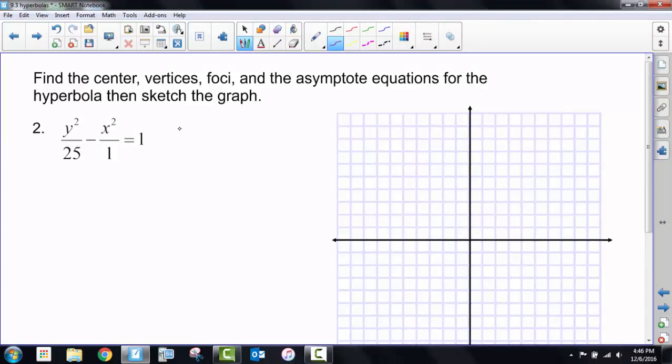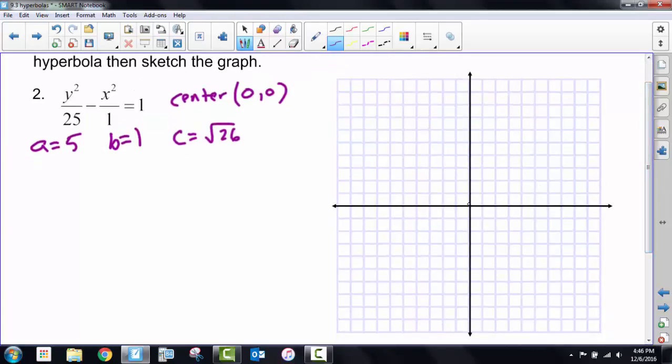Let's do another one. Very similar question in some ways. This one will be vertical. I can see that right away because it's y minus x, but the center is still at the origin. Once you get that, then we want to go ahead and find those a and b values. This time they're 5 and 1. By using that Pythagorean relationship, we know c would have to be the square root of 5 squared plus 1 squared, or simply square root of 26.